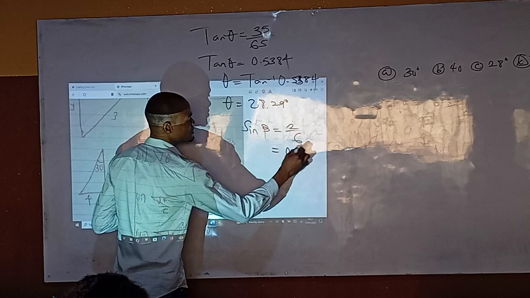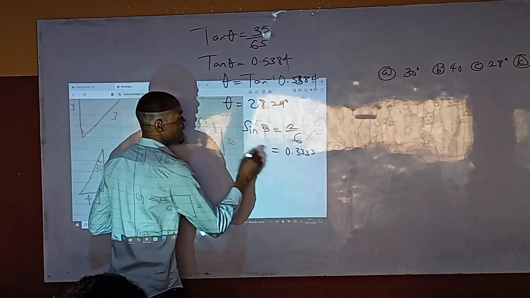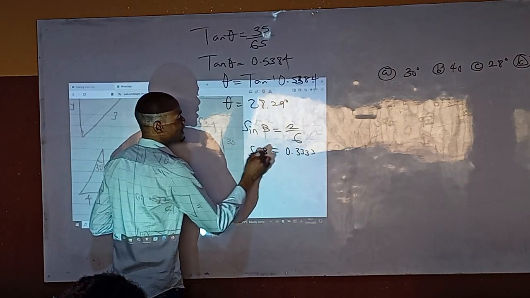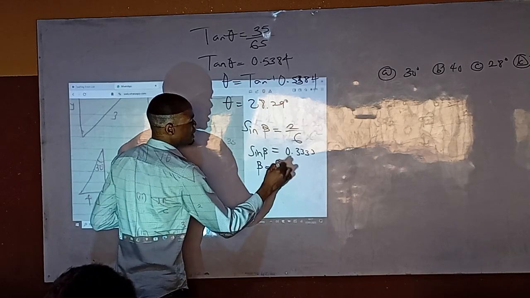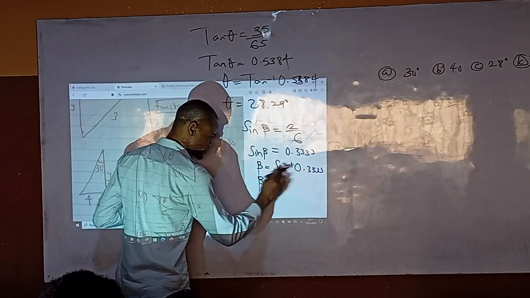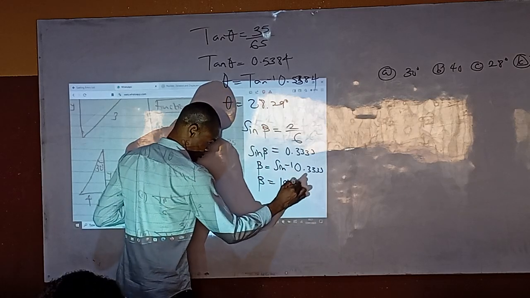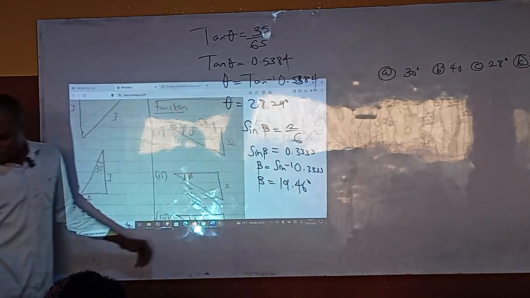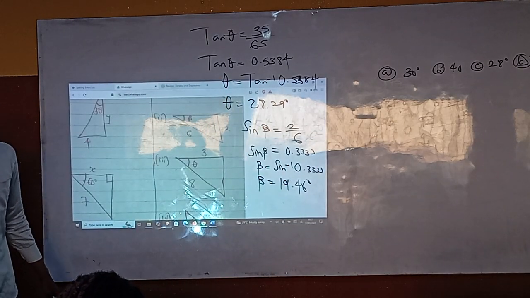This is 0.3333, right? Now, that's sine beta. You now take the sine to the other side. Beta is now the arc sine of 0.3333. So beta is 19.46 degrees. So that's just it. I believe you can do this yourself, right?